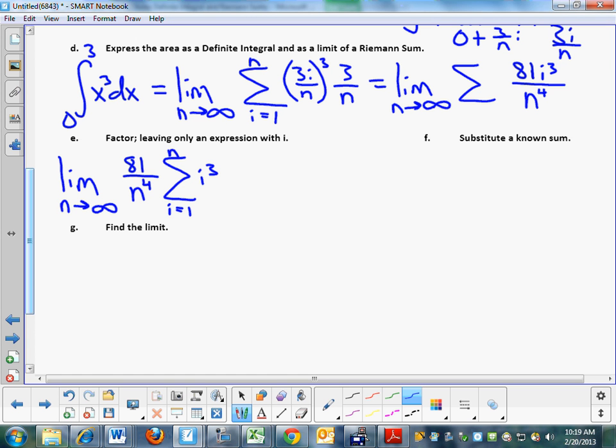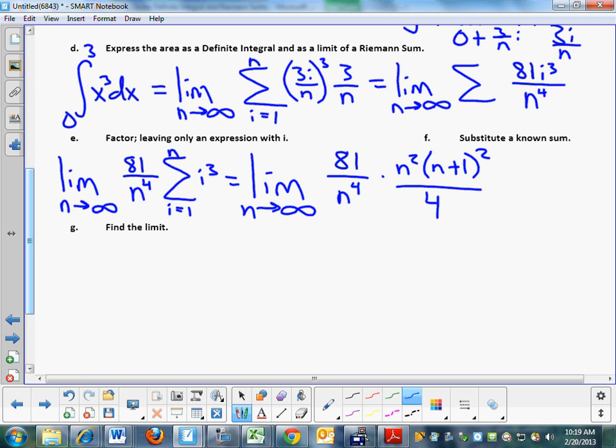So, yes, I grab one of those things, and we prove that that's true by, starts with an M, mathematical induction. So I grab the i to the third piece, and that's where I substitute my known sum in for i to the third. So this sum of n integers cubed is going to be the limit as n goes to infinity of 81 over n to the fourth times n squared times n plus 1 squared all over 4. Bada bing, bada bam, bada booski.